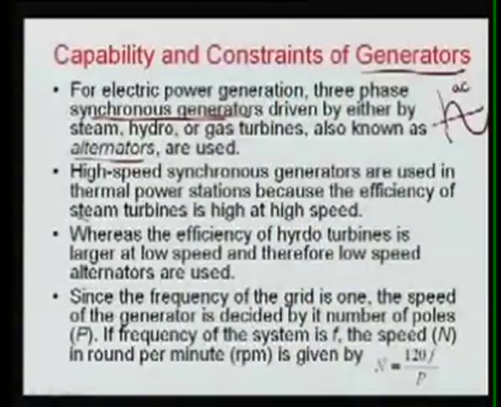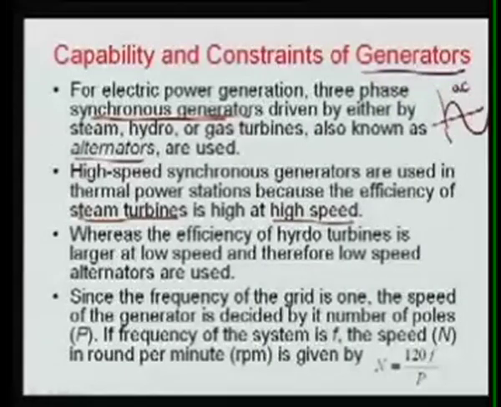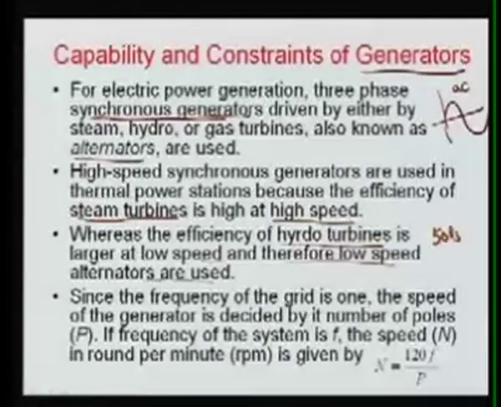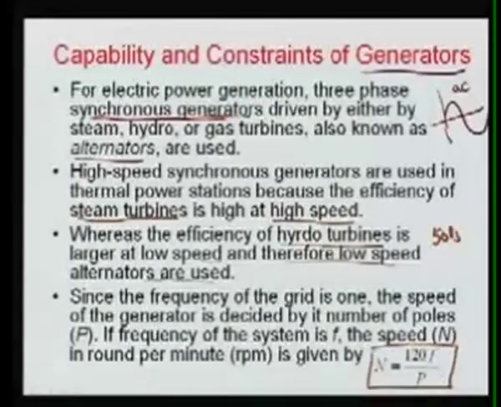So the steam turbine gives better performance in terms of efficiency and operation, and then we run at high speed, whereas the efficiency of hydro turbines is larger at low speed, and therefore low speed alternators are used. Now how high? We have the 50 Hertz supply system, and the number of poles in any alternator cannot be an odd number. It should be an even number, meaning the number of poles will be 2, 4, 6, 8 and so forth. The speed is related to the system frequency and the number of poles, and can be given by the equation: n, the speed in RPM, is equal to 120 multiplied by the system frequency divided by the number of poles.